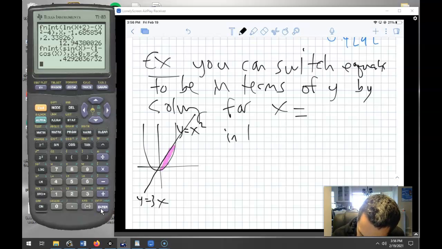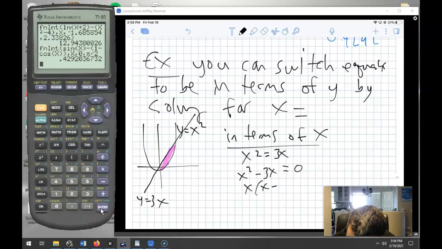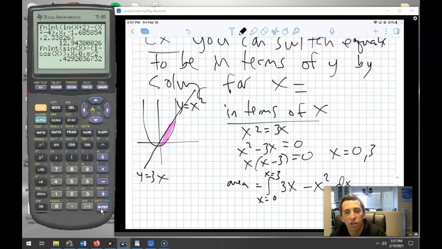Now, if you want to do this in terms of x, you will set the two equations equal, right? So we do x squared equals 3x. So you solve that out pretty easily. You factor it out. And you find that the bounds there are x equals 0 and then 3. So if you did this integral, the area would be the integral from 0 to 3 of, let's see, the top function is 3x minus x squared dx. And again, this is going from x equals 0 to x equals 3. That's in terms of x.